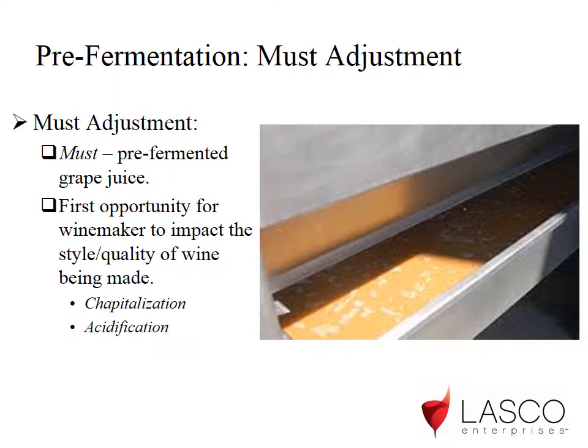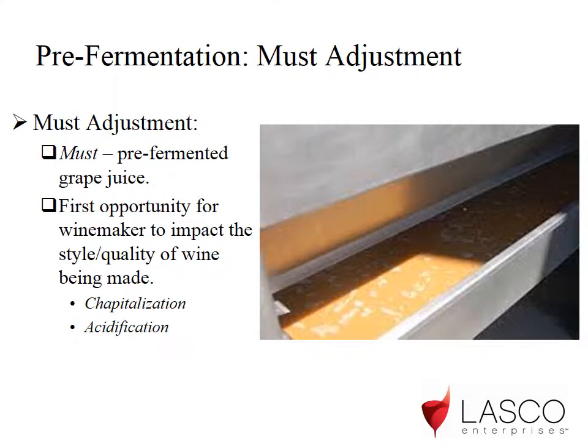Before the must undergoes fermentation, the winemaker has the opportunity to make adjustments if needed that will impact the style and quality of the wine to be made. One such adjustment is chaptalization. Chaptalization is the addition of sugar to the must to increase the potential alcohol in the finished wine. This is typically done in very cold climates where the grapes fail to reach full ripeness. Without enough sugar going into the fermentation process, the winemaker runs the risk of not being able to produce enough alcohol to create a balanced wine, or in some cases, enough alcohol for the finished product to be considered wine at all.